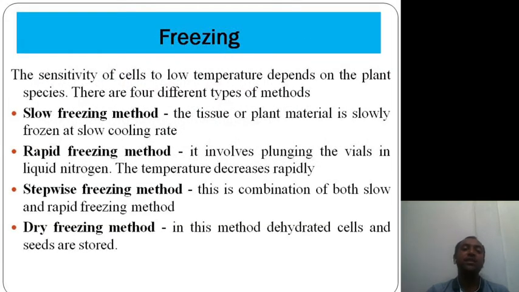Now next is freezing. Freezing depends on the type of the plant species you're working with. Based on this, there are four different freezing methods. One is slow, the other is rapid, the other one is stepwise freezing, and the last one is dry freezing.